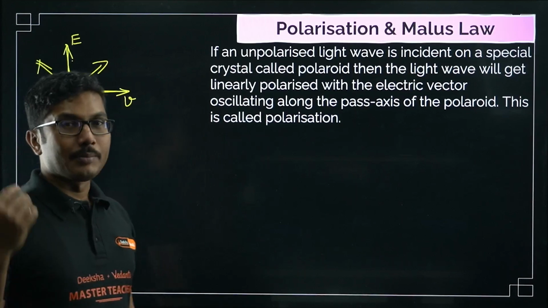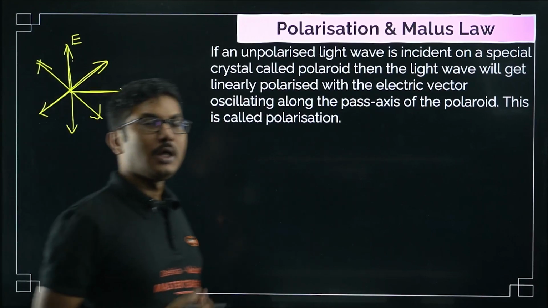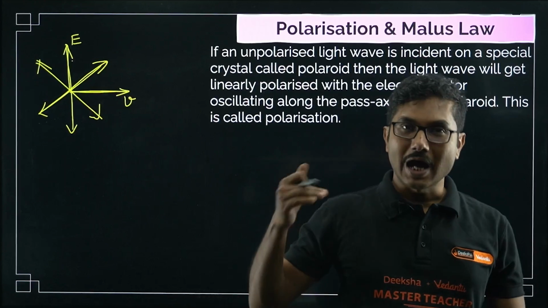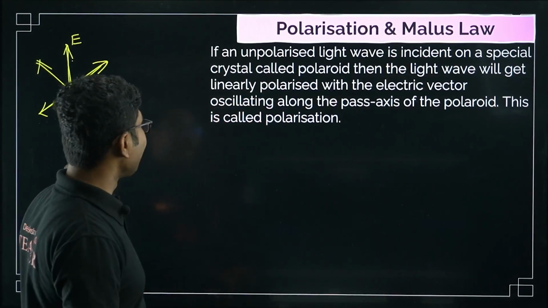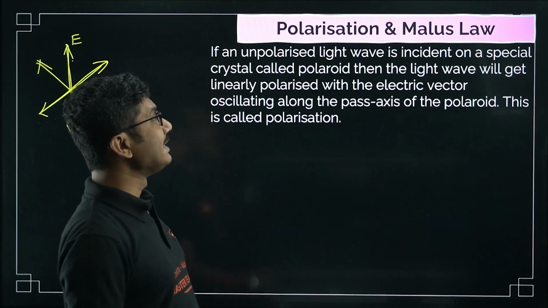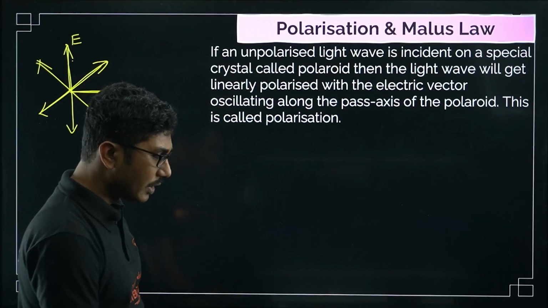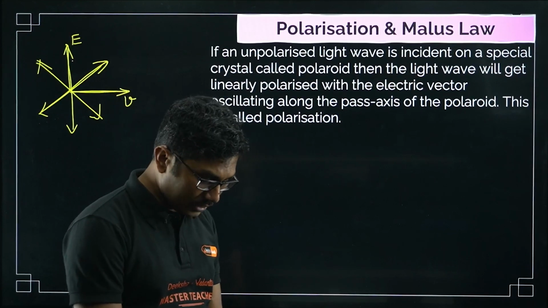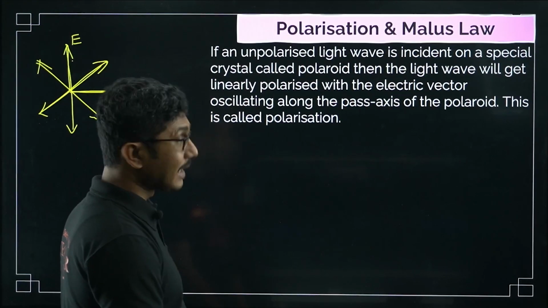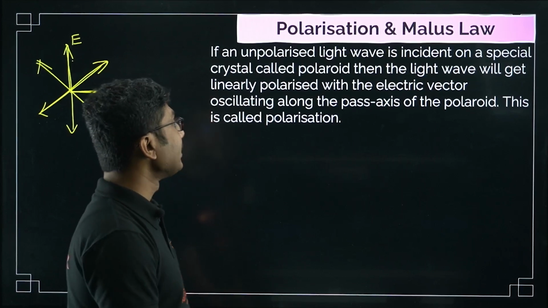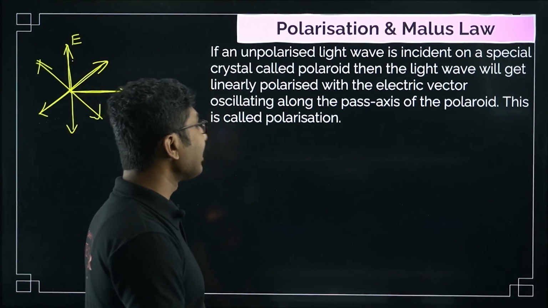So this is called unpolarized light. This is an example of unpolarized light. All possible frequencies and all possible vibrations are present in this. Now when an unpolarized light wave is incident on a special crystal called a Polaroid, and there are a few crystals which can do this, tourmaline is one of the examples, special and expensive crystals, then the light wave will get linearly polarized.